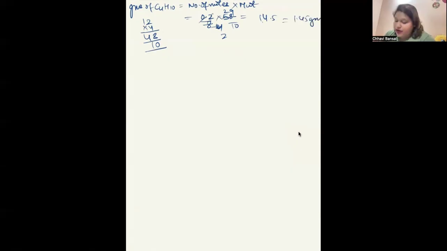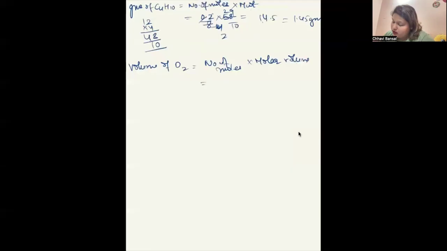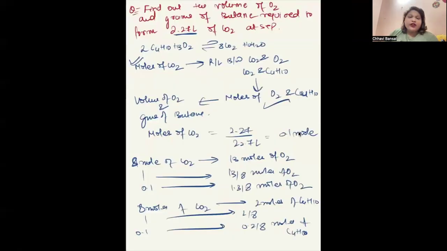Okay. Same way, volume of O2 equals number of moles multiplied by molar volume. Number of moles are 1.3 by 8, multiplied by 22.7. So you can do the maths to find the final answer. Okay. This is how we can twist and turn around to do the different types of questions.